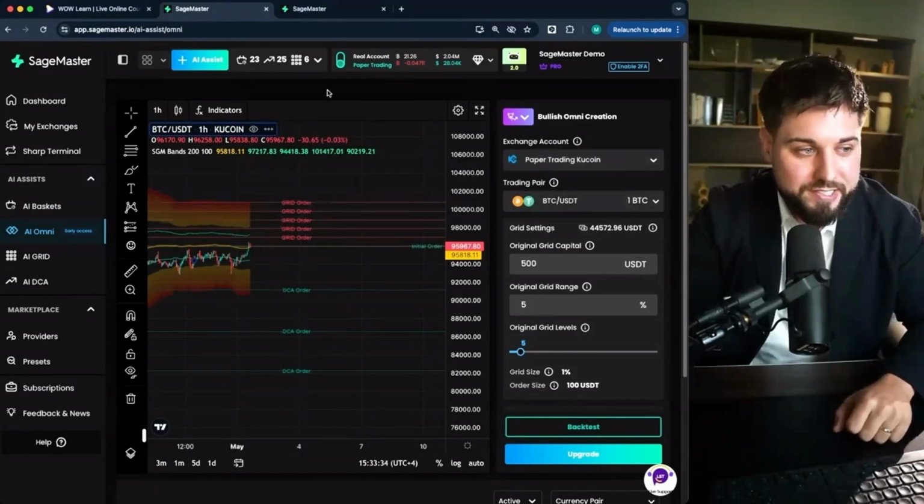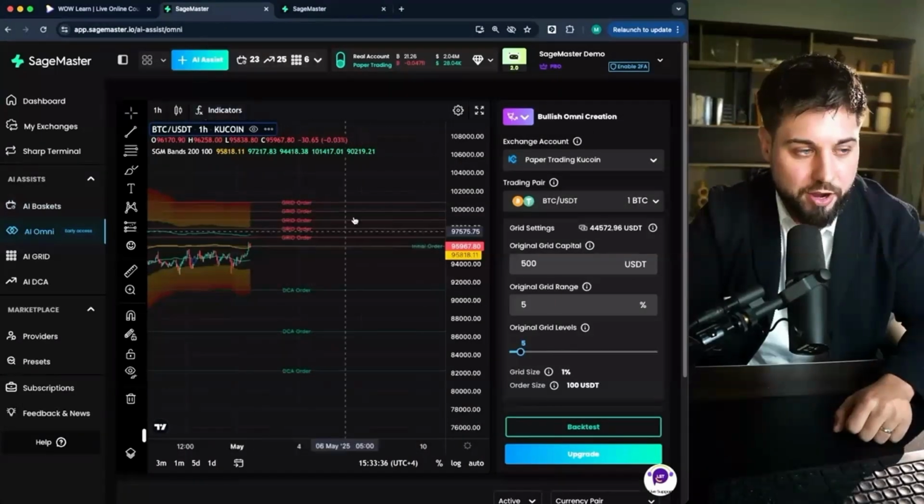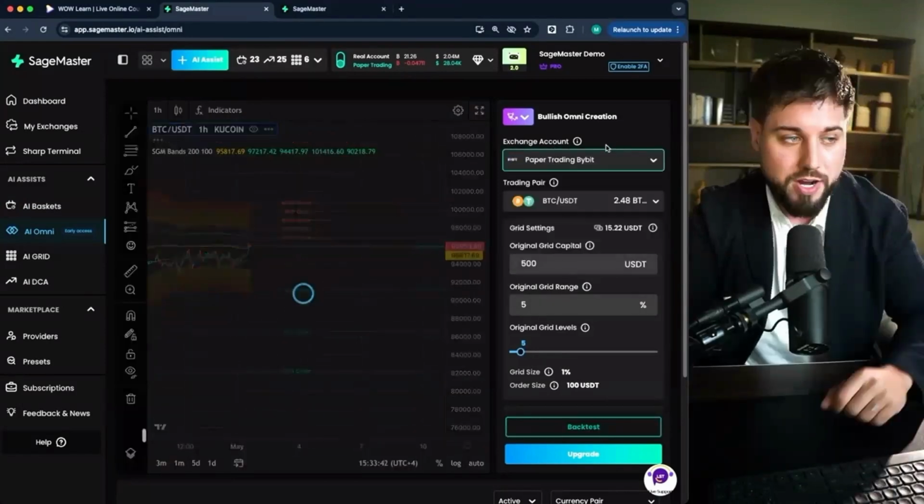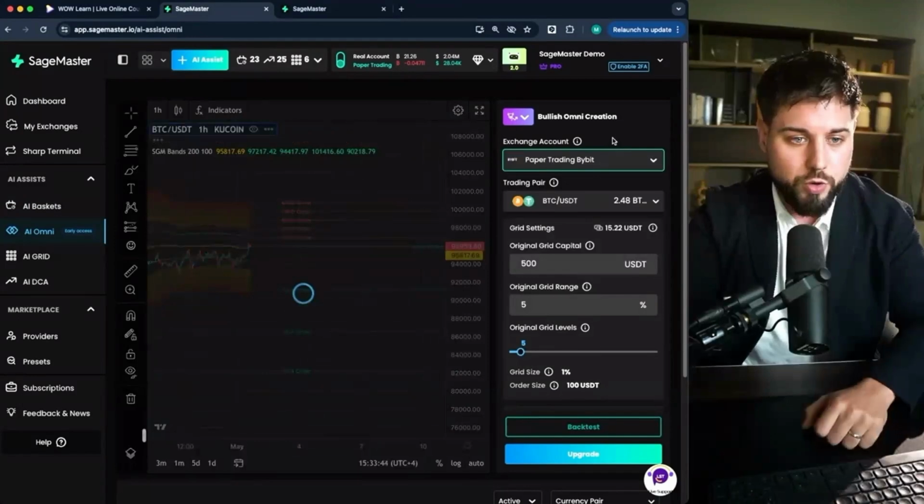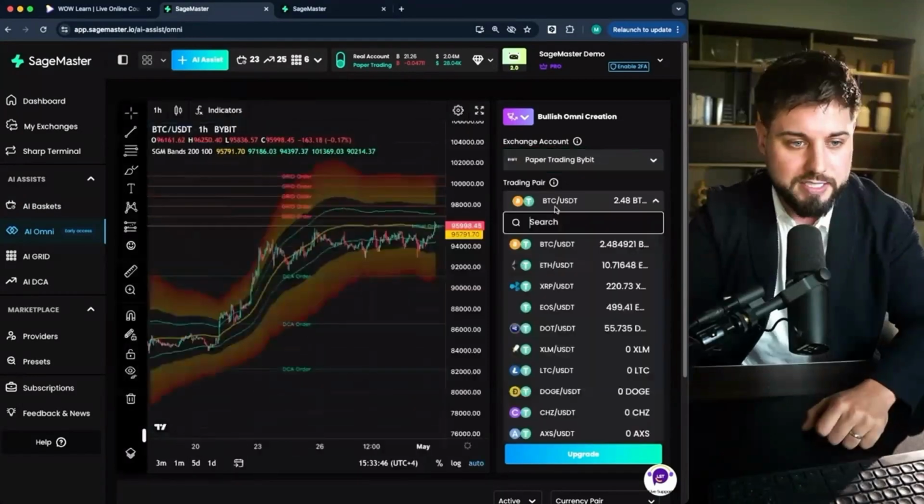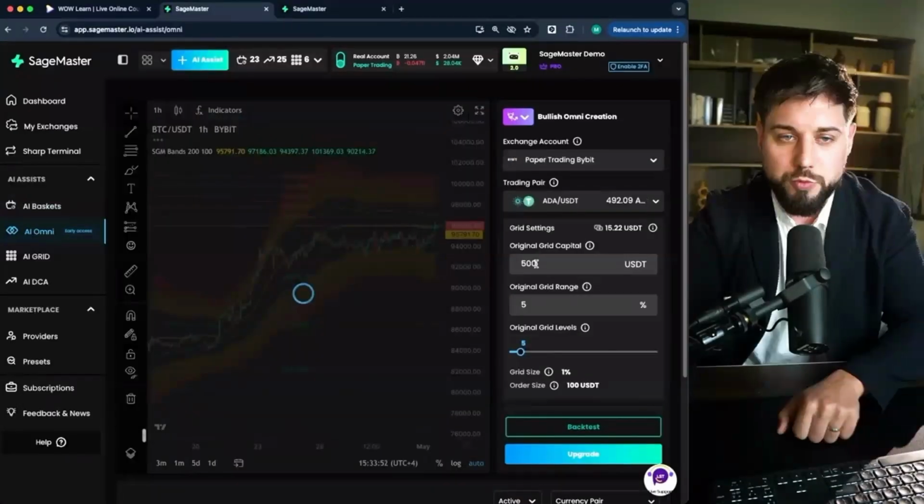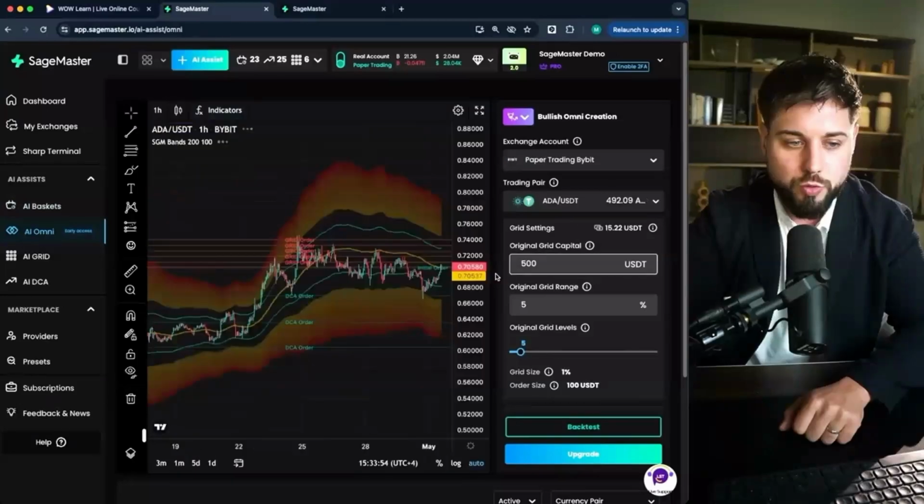But if you want to set up a grid, an AI Omni grid, you first choose the account that you have connected, paper trading or real account. We're going to choose the Bybit account now, just as an example. I'm going to choose Cardano. And then you decide how much you would like to allocate towards this strategy, right?